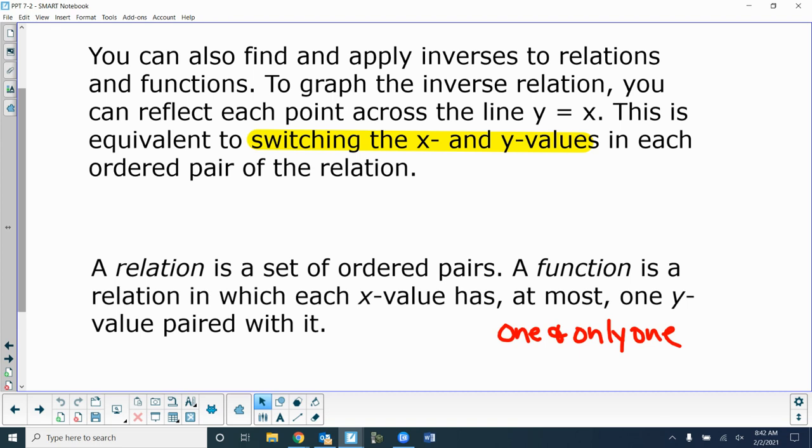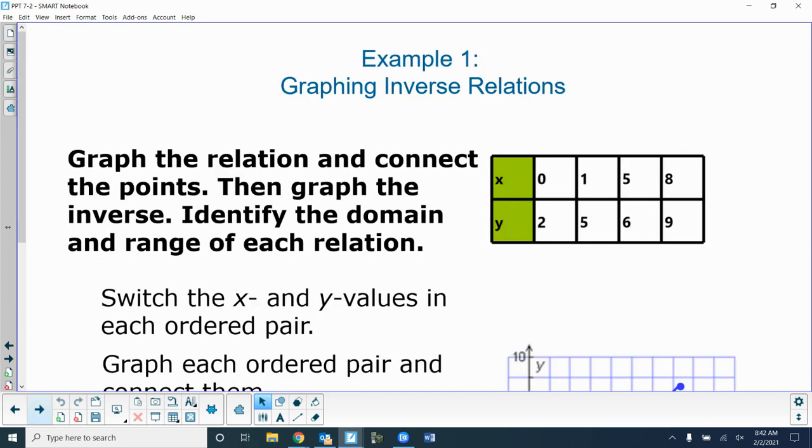Okay, so this is equivalent to just switching the x and y values in each ordered pair of the relation. Okay? And again, we already talked about a relation. A set of ordered pairs, a function is a relation which each x value has one and only one y value, right? All right, so here's a relation. 0, 2, 1, 5, 5, 6, 8, 9.